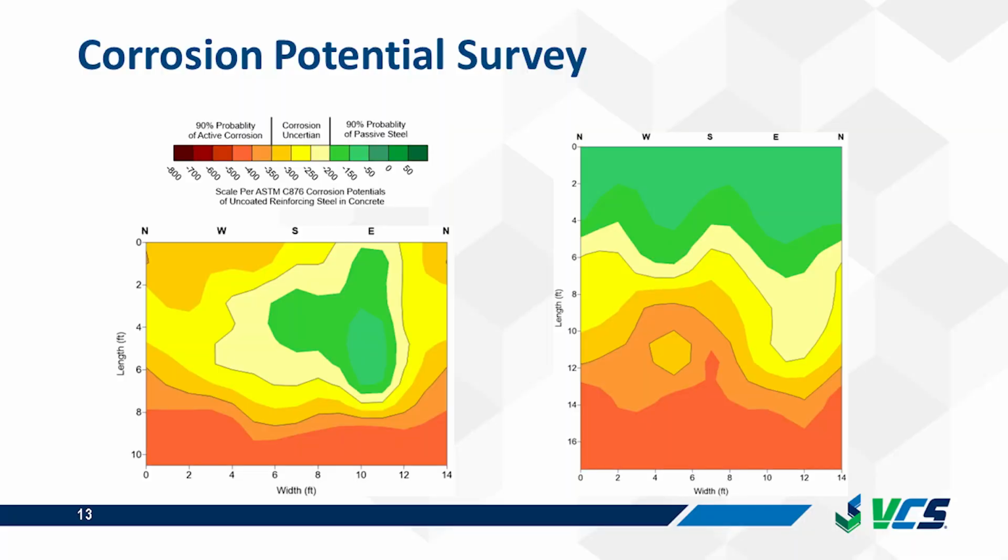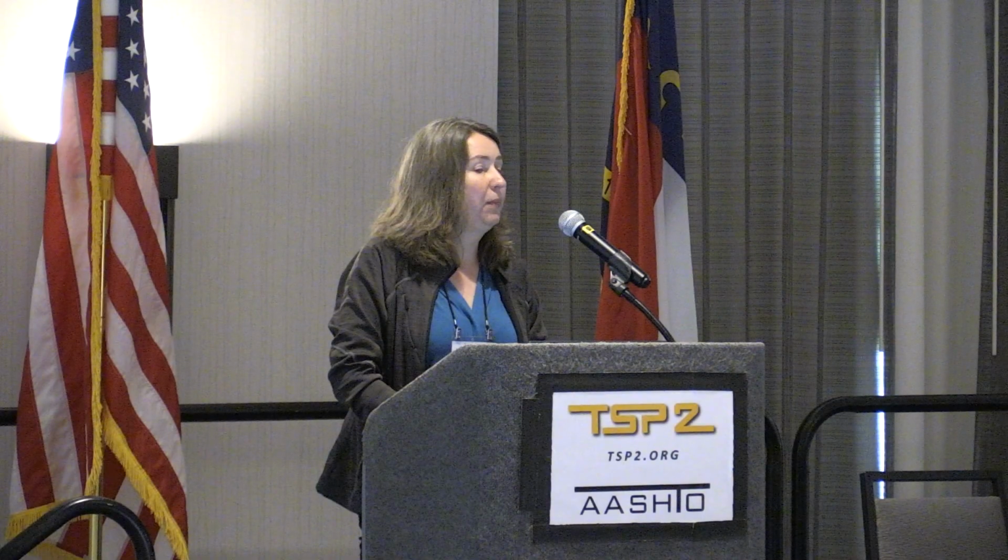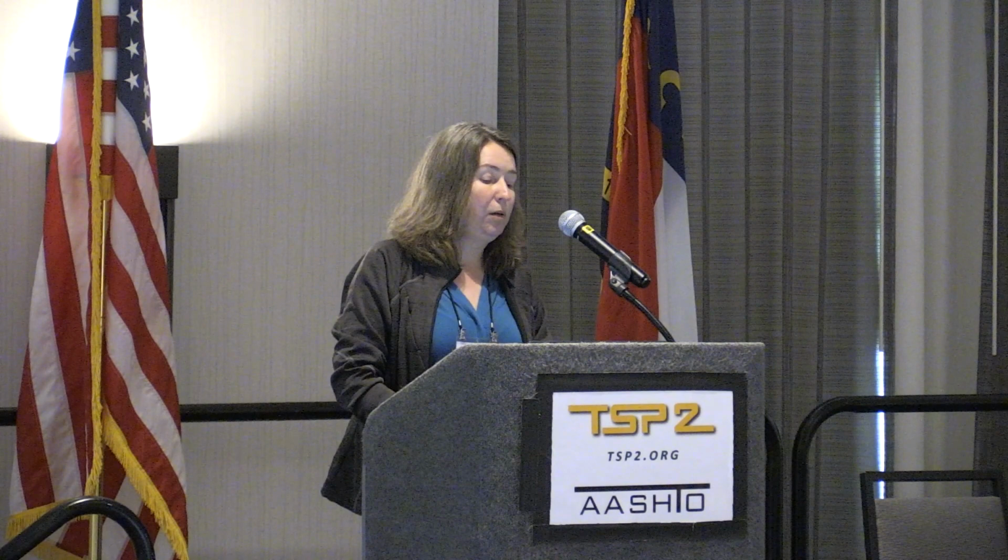So this slide shows two typical corrosion potential survey maps that we collected. One is for the shorter pile and one is for the longer pile. So what we saw was that shorter piles had active corrosion for pretty much the entire length of the pile. And in the longer piles, corrosion extended for about 10 to 12 feet above the water surface, and the top 2 to 3 feet had passive reinforcement.